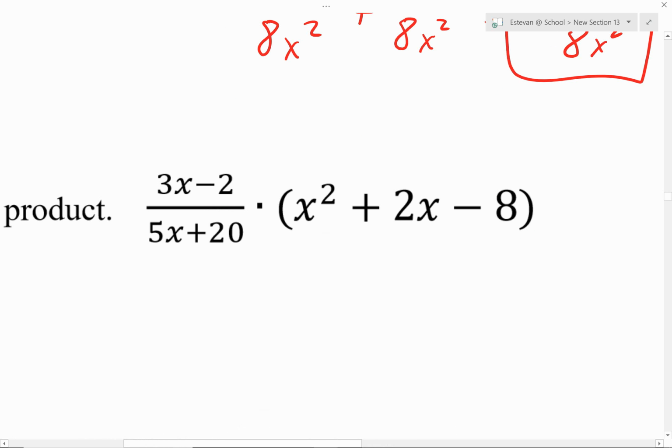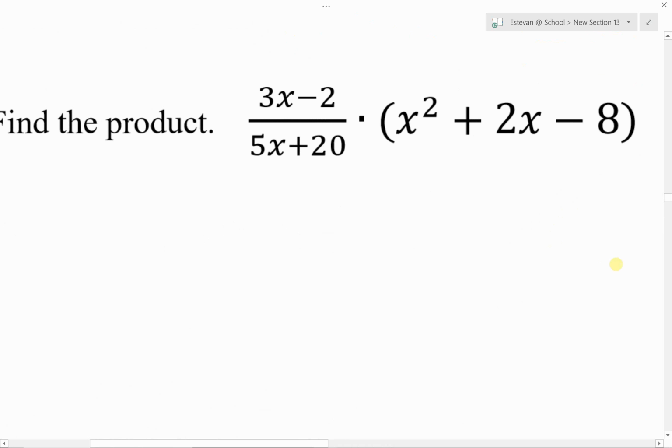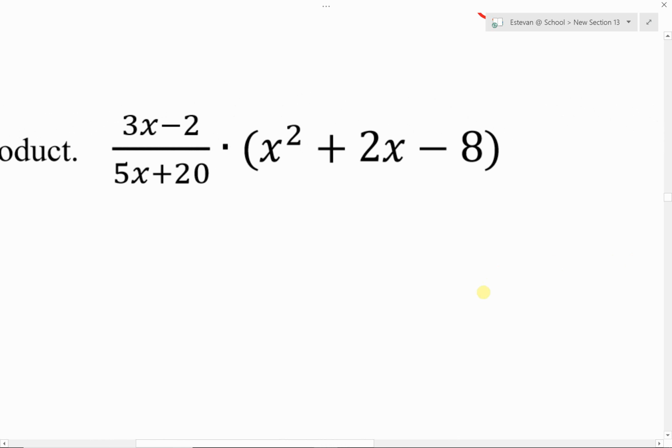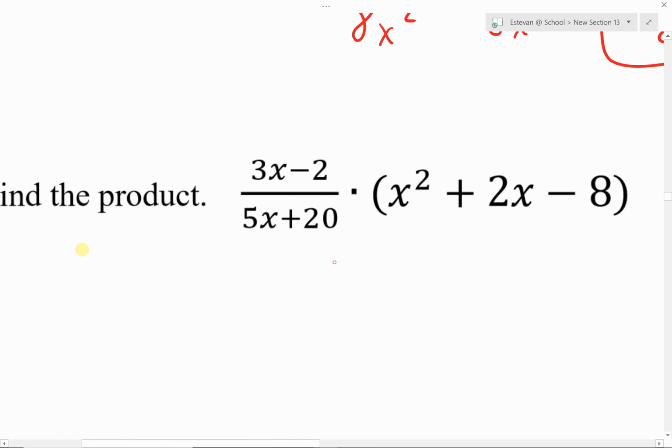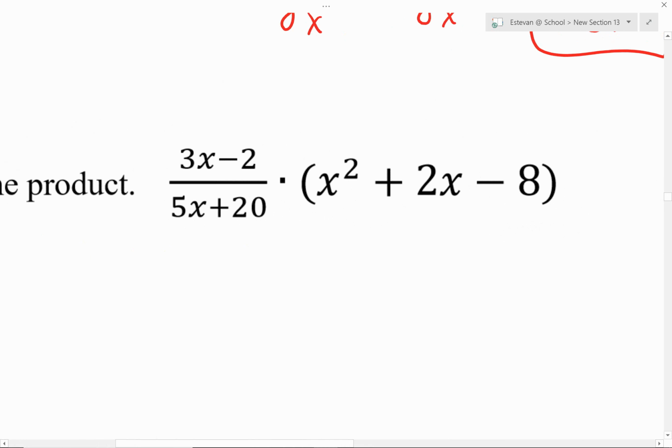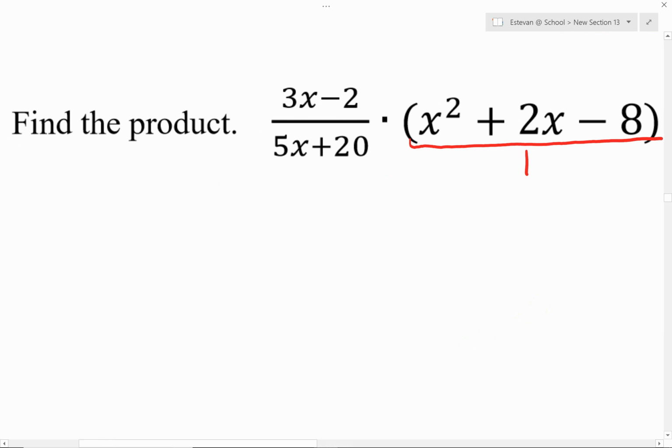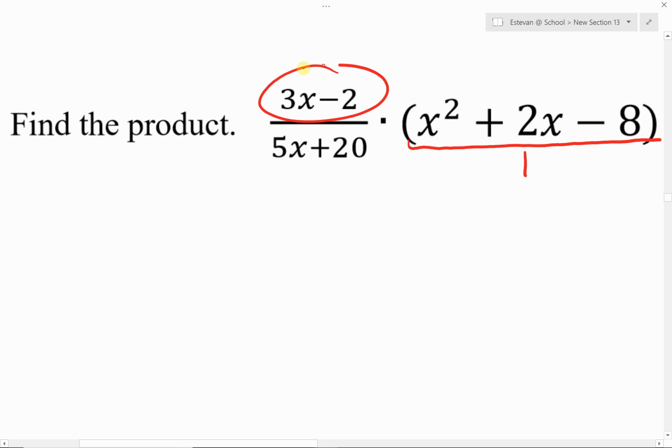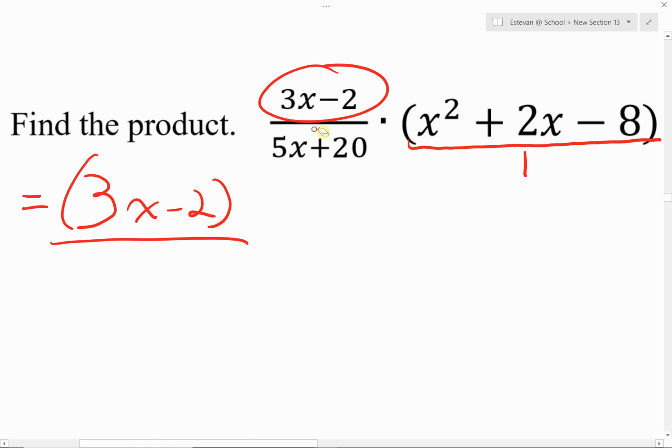Okay, next one. Find the product. So when you're finding a product, think of this as 3x minus 2 all over 5x plus 20 times this polynomial over 1. First things first, always factor. 3x minus 2 cannot be factored anymore, so I'll just write 3x minus 2 over the 5x plus 20.